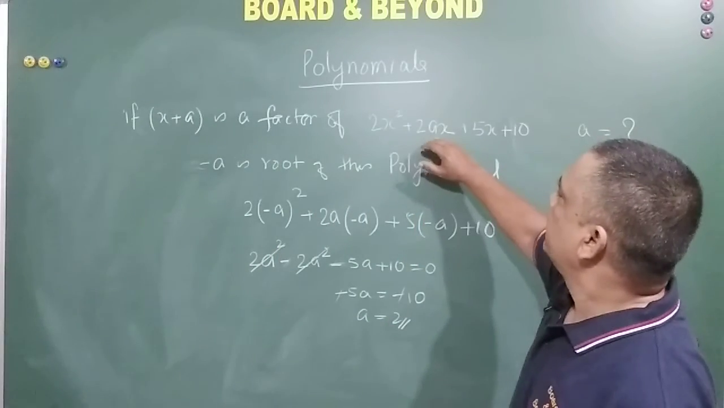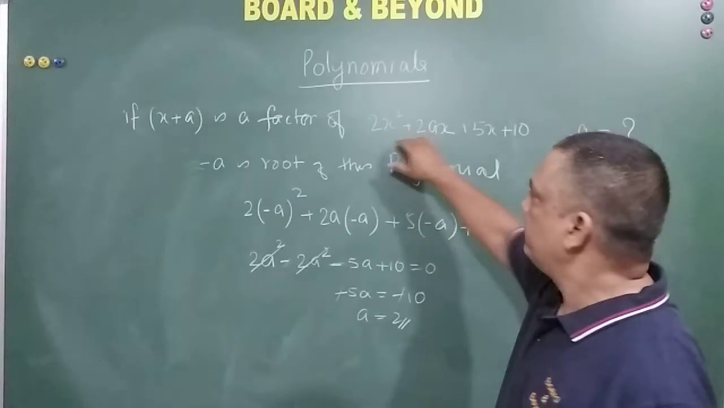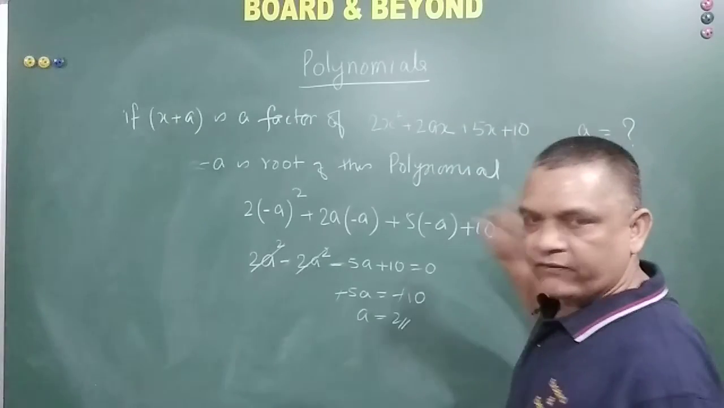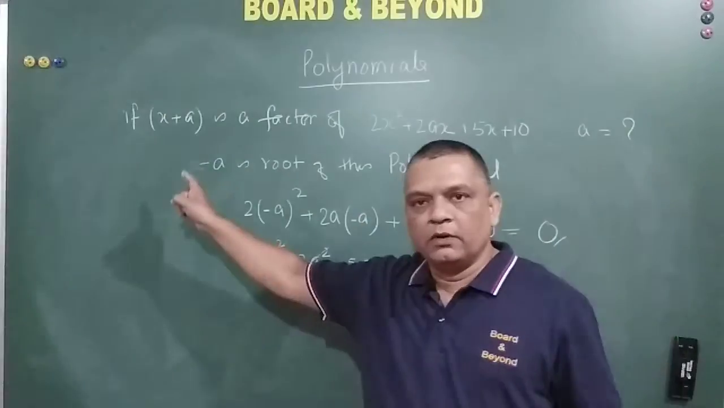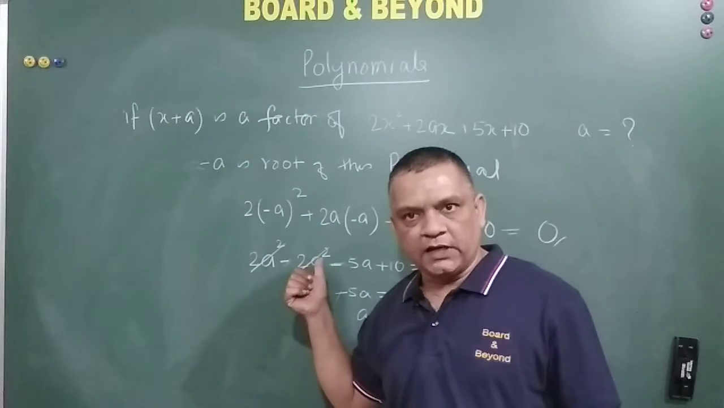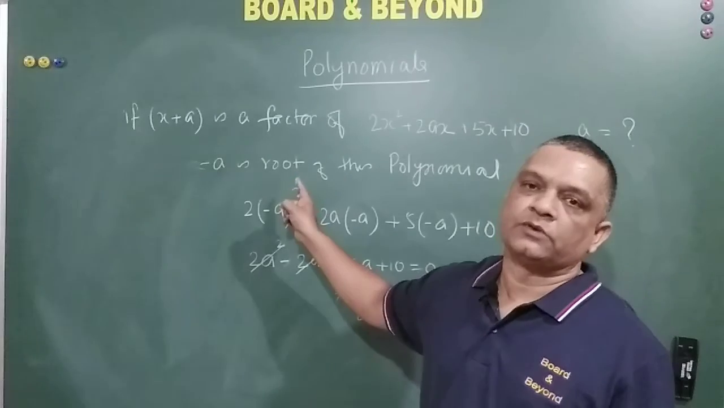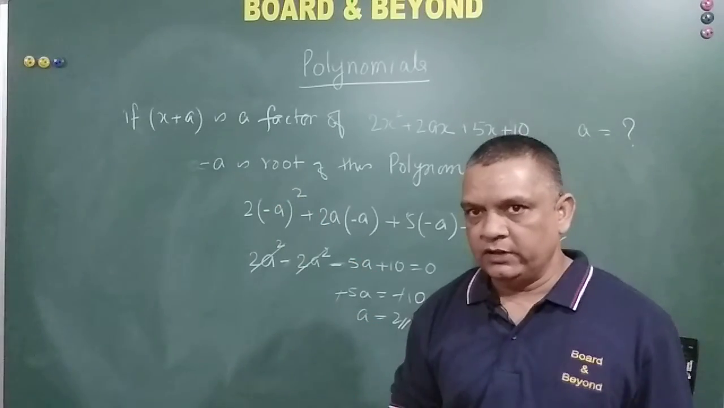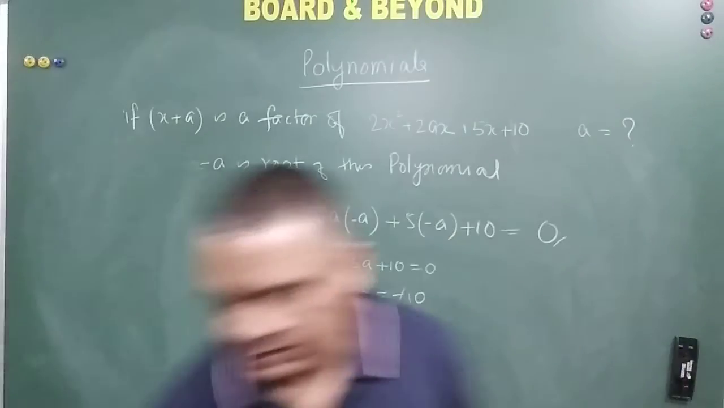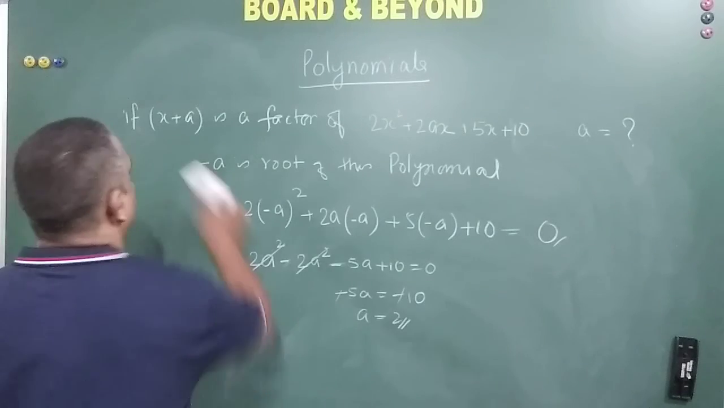If we replace a with 2, then we get a quadratic equation for which x plus 2 will be the factor of that quadratic equation and minus 2 will be one of the roots of this quadratic equation. You got the point, friends? Okay. Let us move on to the next problem.